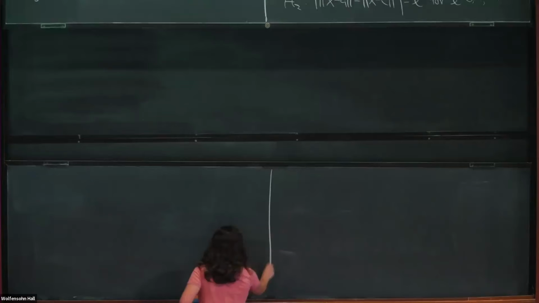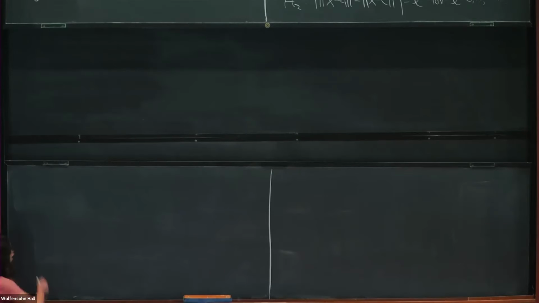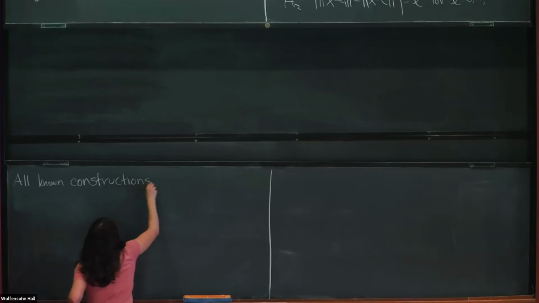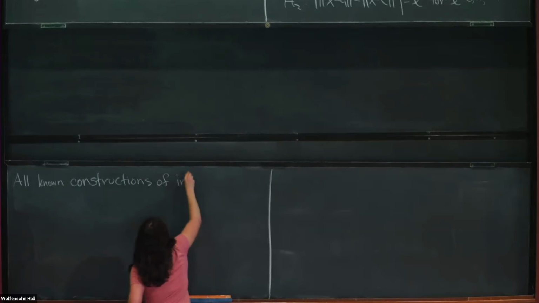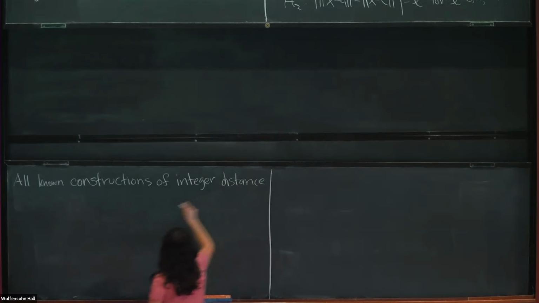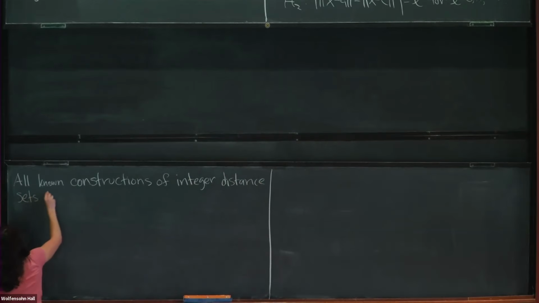Right, so Anning-Erdos had two infinite families of non-collinear integer distance sets that they constructed. And since then, since the 40s, only a couple more families of constructions have been found. And all known constructions of integer distance sets have all but at most four of their points lying on a single line or circle.